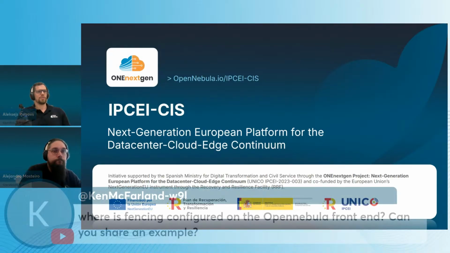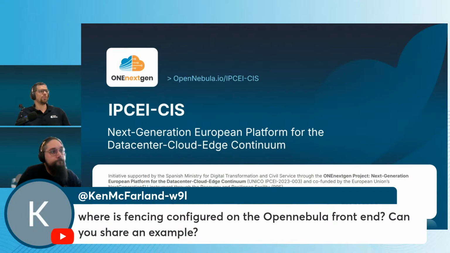Right. So the next question is about fencing, which is a very interesting one, right? So where is fencing configured on the OpenNebula frontend? And can you share an example?